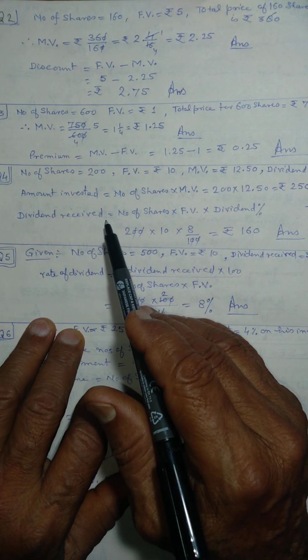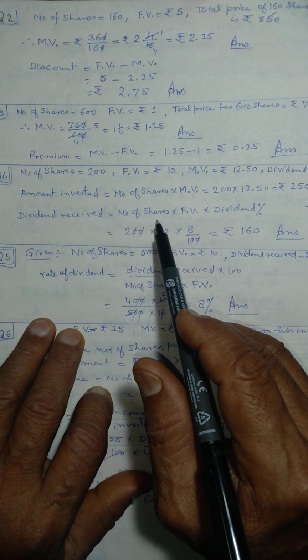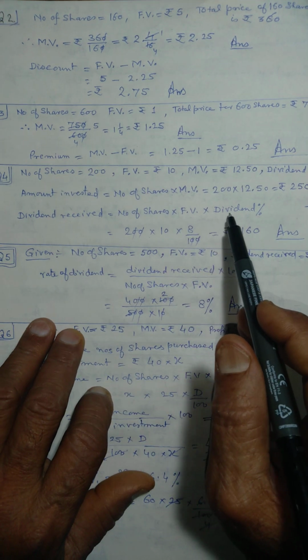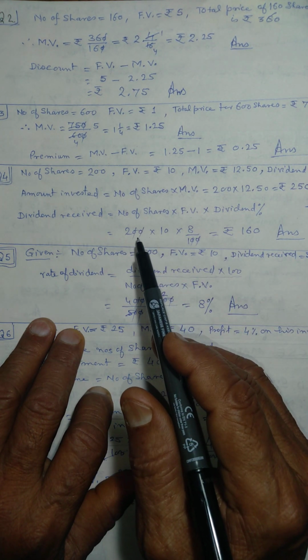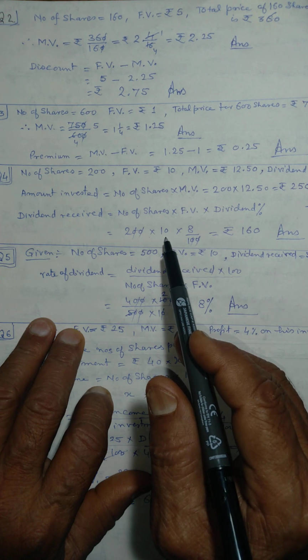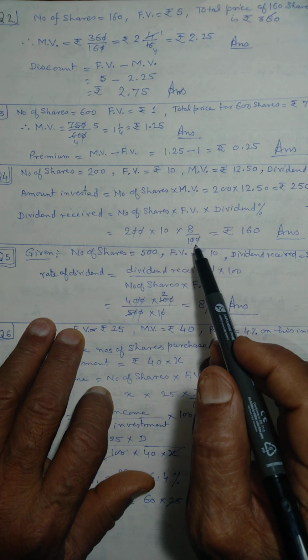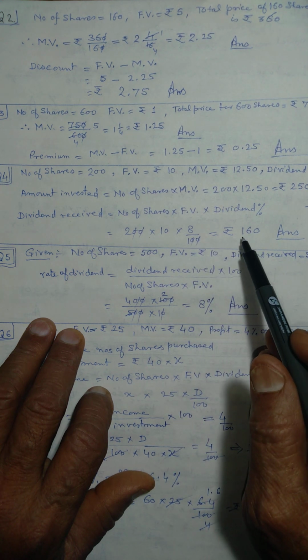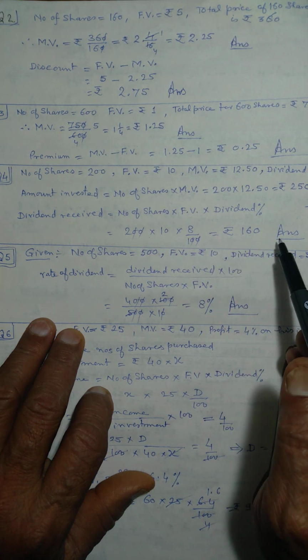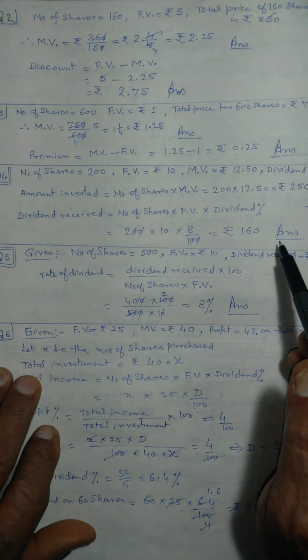So dividend received will be equal to the number of shares into face value into dividend percentage. So the number of shares is 200, face value is 10, and dividend is 8%, that is 8 by 100. So solve it, you will get rupees 160. This will be the answer of the question number 4.